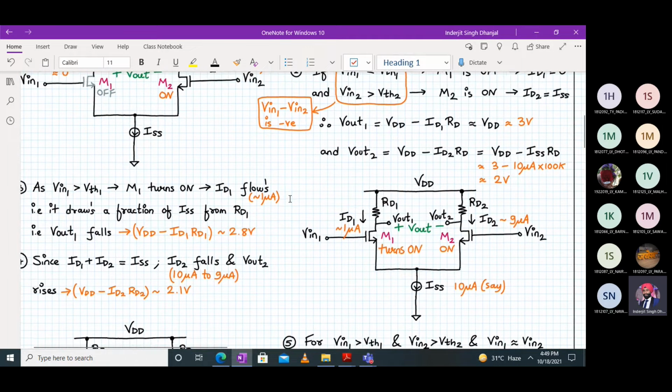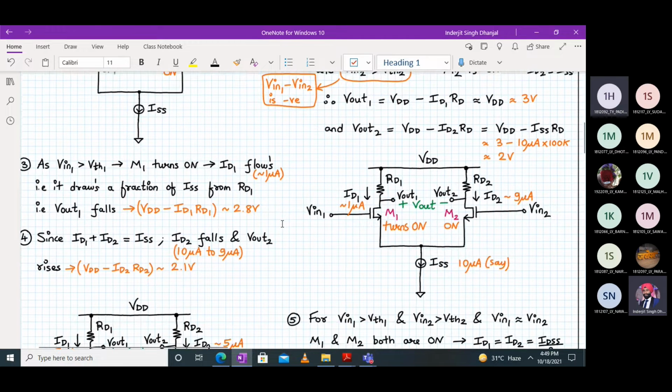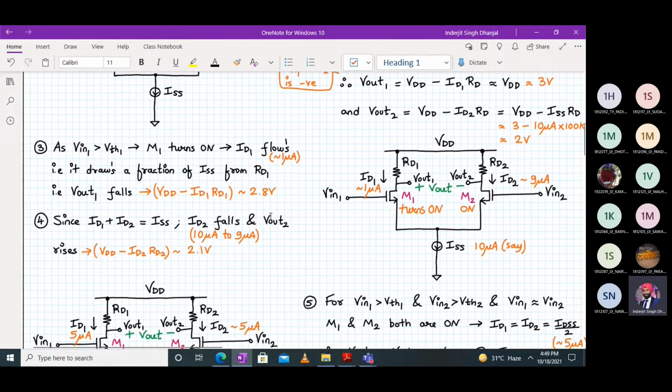Can anyone confirm? So it should be 2.9. Yeah, correct. I felt so. So it will be 2.9. I'll correct it. Don't worry. It will be 2.9 volts over here.